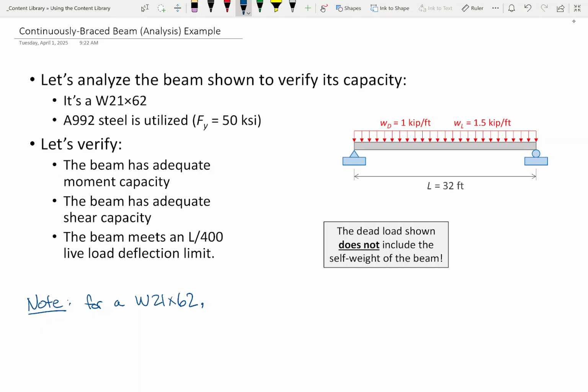Okay. So the first thing I want to look at is the loads. I want to take a look at this box. So I have a beam that's 32 foot long, and just so everybody's paying attention, if this is a continuously braced beam and L is 32 feet, what's Lb? 0. Okay. Good. All right. So I want to say here, this dead load, see where it says here the dead load shown does not include the self-weight of the beam. What is the self-weight of the beam?